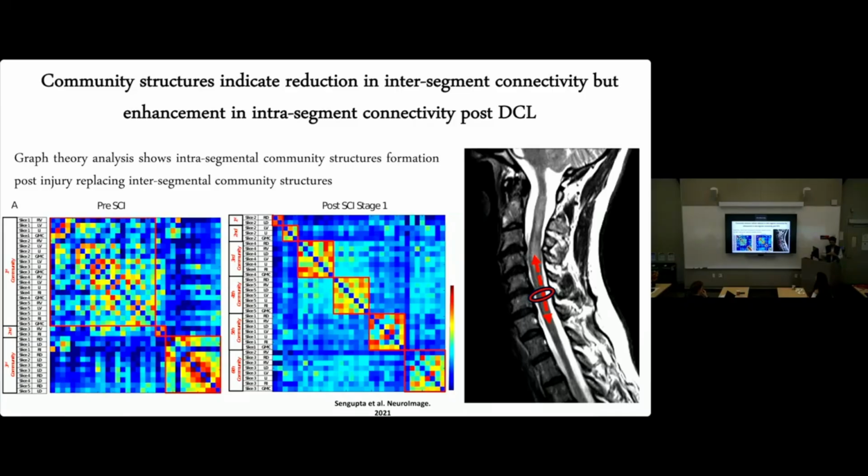Another interesting fact that we observed in that paper is that the community structures actually change over the period of time. And here I'm showing the community structure that we got just after the injury at the acute stage. And what we found is that it shows a reduction in the inter-segmental connectivity, whereas there is an increase in the intra-segmental connectivity, showing that the community structures become very localized within a segment, losing their connectivity across the segments in transmission of neural signal to and fro from the brain. So this was also observed in our study.